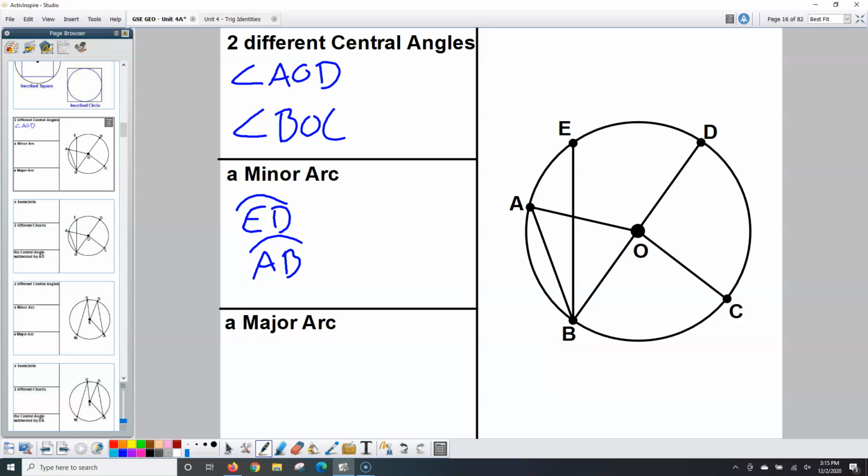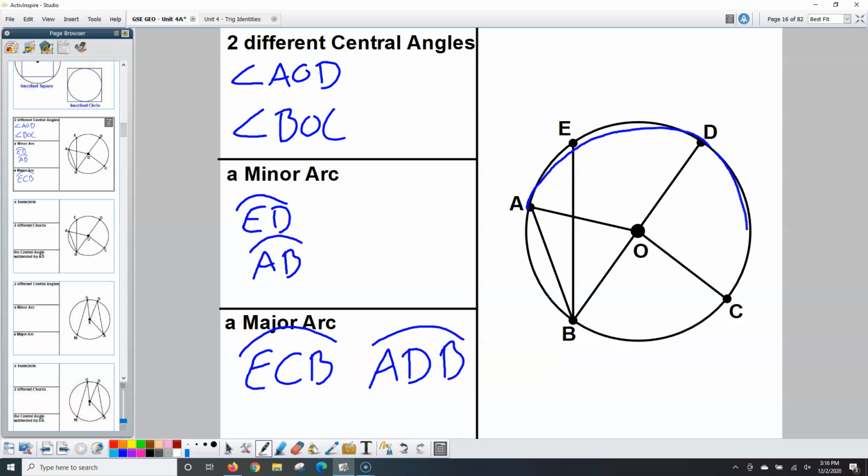Major arc. I usually try to make sure that it's bigger than half the circle. So I'm going to say arc ECB. Start right here, ECB. That's clearly bigger than half the circle. That one works. What's another one? Let's go ADB. That's clearly bigger than half the circle. It's a major arc.